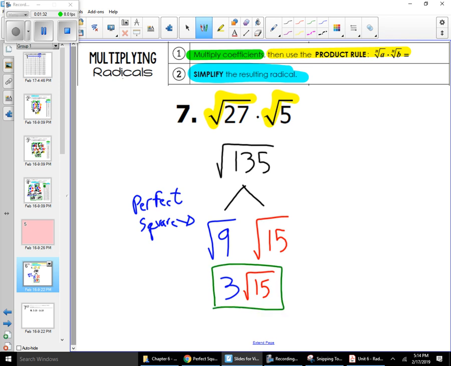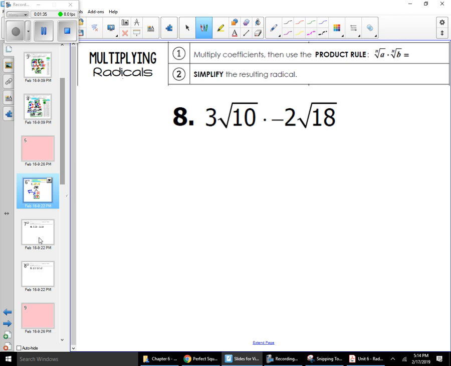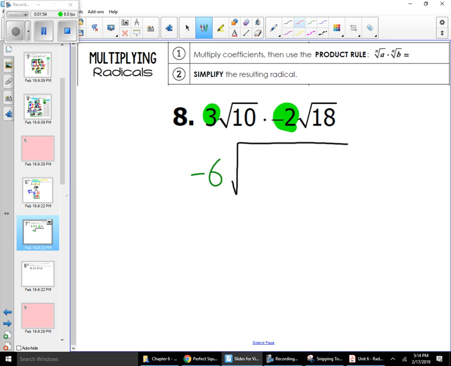Done. So moving on to something a bit more challenging. This is our medium example. Notice now we do have coefficients, the numbers in front. We've got a 3 in front, and we have a negative 2 in front. So this is multiplication. We're going to multiply that 3 and the negative 2. 3 times negative 2 is negative 6. And then we need to deal with the product rule. So coefficients, done. Product rule, now we need to multiply the stuff under the radical. So that's our 10 and our 18. Getting ahead of myself. 10 times 18 is 180.